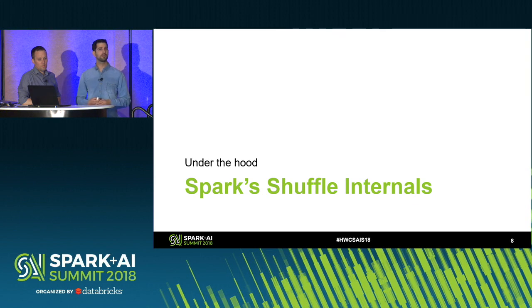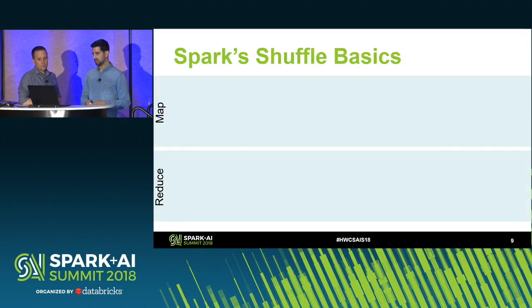So before we dive in on what we are actually doing here for Spark, I first want to go into how the shuffle internals work in Spark. And then we'll understand how we do the acceleration here in the context of RDMA on Azure. So, shuffle basics in Spark.